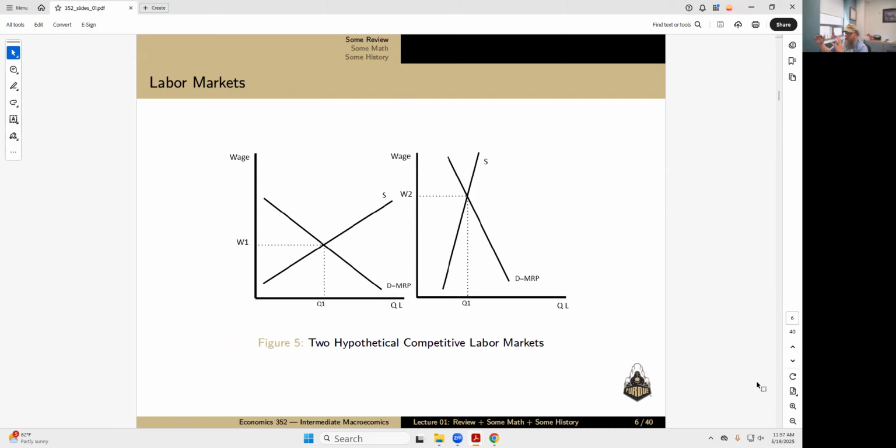Now, we can take supply and demand and we can start pointing it to all different types of markets. So what about labor markets, for example, right? So here we have two hypothetical labor markets. The one on the left is a low wage market. The one on the right is a high wage market. We can talk about what are the dynamics of these two markets that produce these two different wage outcomes. But we can certainly apply the idea of supply and demand to labor markets. That's one of the things that we're going to do in this particular class.